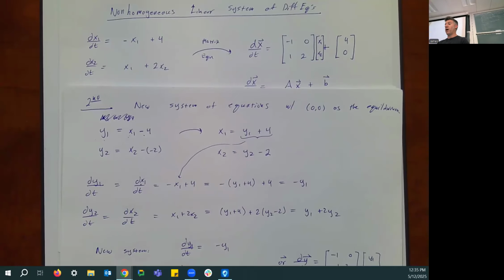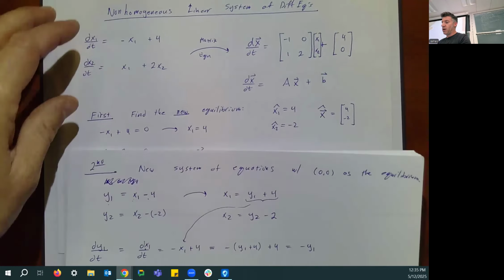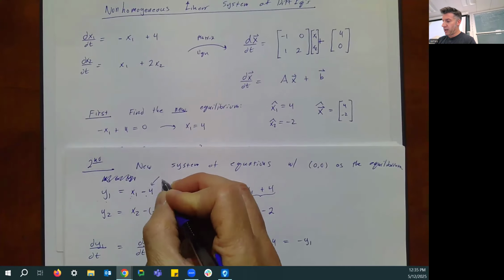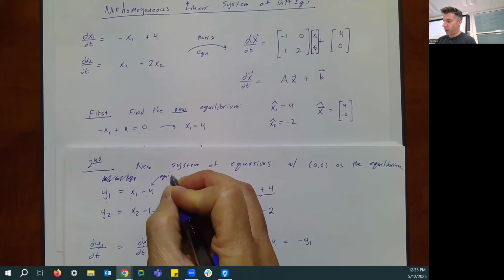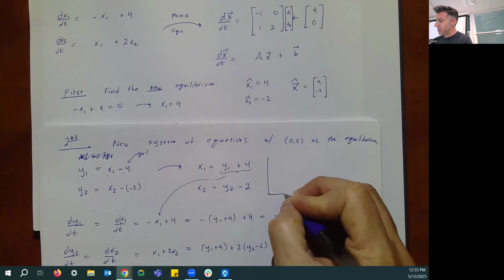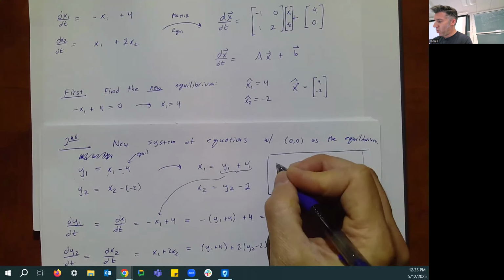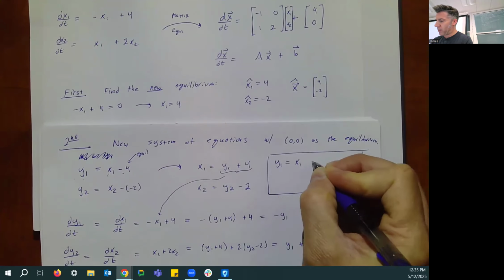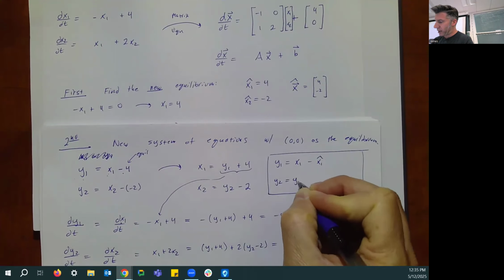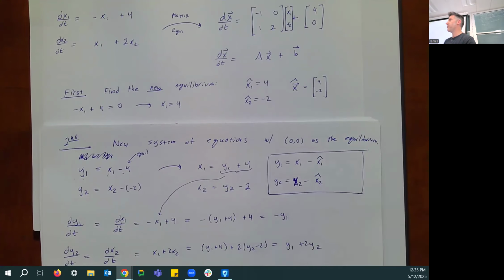Sure. So the way I'm getting the y1 and the y2 is I'm taking y1 equal to x1 minus my equilibrium value for x1. What I maybe should have said here is that we're going to always set y1 equal to x1 minus x1 hat and y2 equal to x2 minus x2 hat.